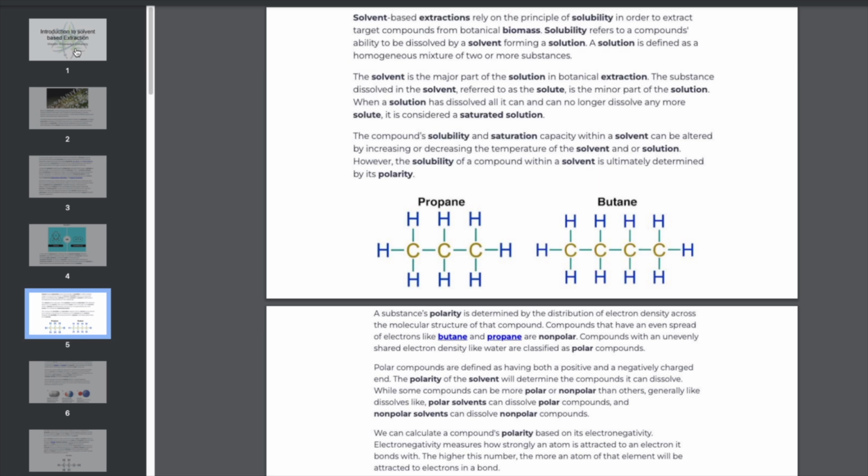When a solution has dissolved all it can, and can no longer dissolve any more solute, it is considered a saturated solution. The compound's solubility and saturation capacity within a solvent can be altered by increasing or decreasing the temperature of the solvent and or the solution. However, the solubility of a compound within a solvent is ultimately determined by its polarity.